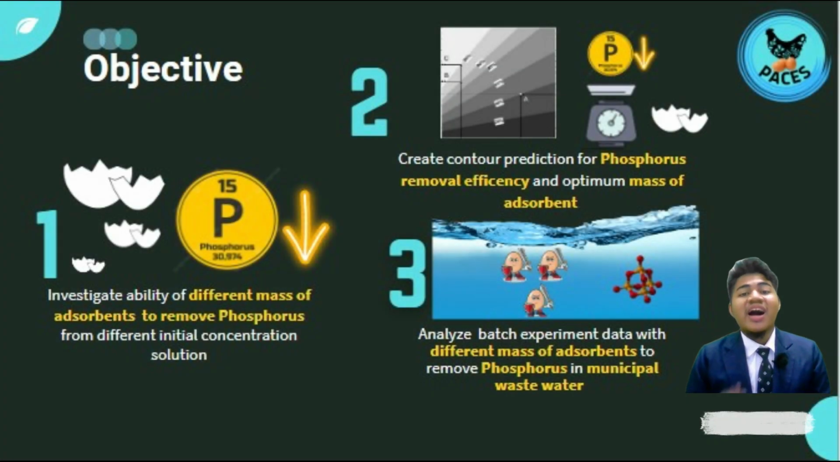Thank you, Azman. I am Saiful. Let me explain the aim of this research. The objective of this research is to investigate the ability to remove phosphorus from different initial concentrations of solution through different mass of adsorbents. This study also focuses on creating the contour prediction for phosphorus removal efficiency and required mass of adsorbent with different initial concentration.